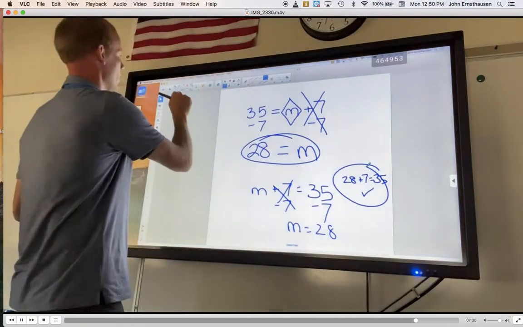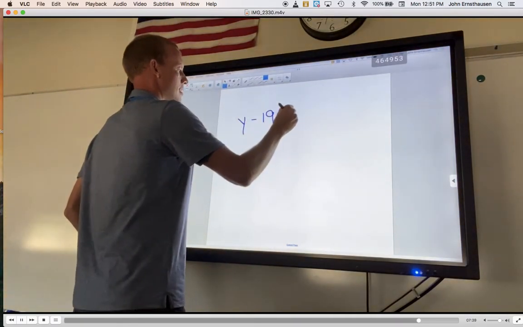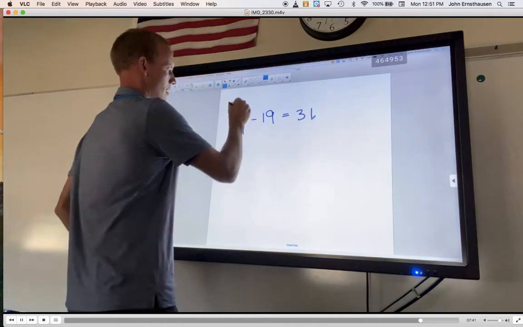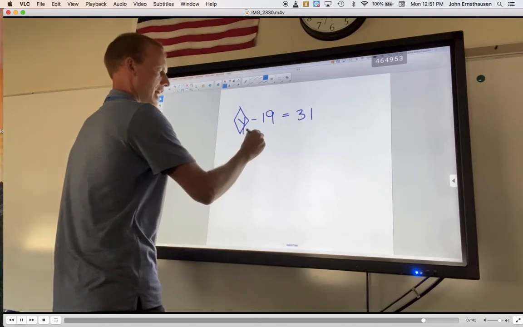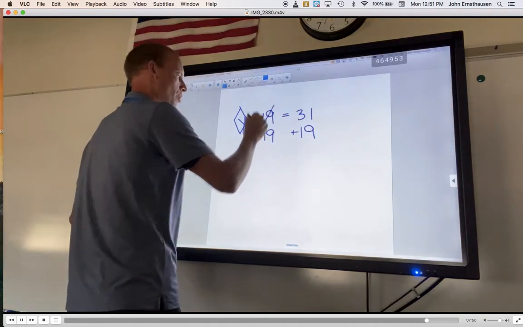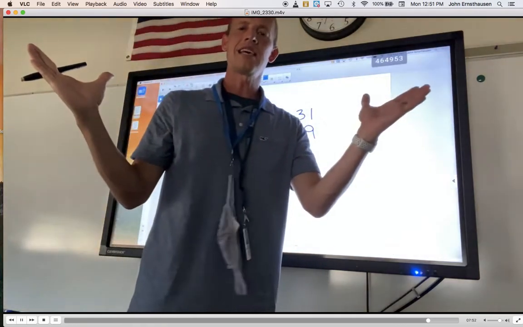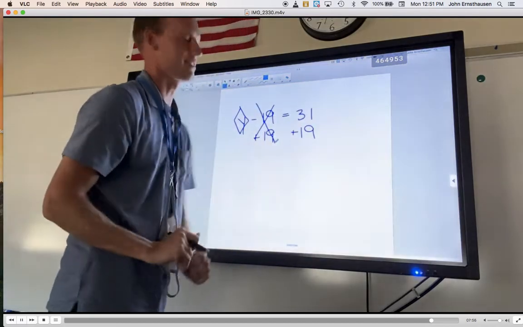Let's do one more real quick with subtraction. Let's go y minus 19 equals 31. Step 1, find my variable. That's the diamond. Instead of subtracting 19, I am going to add 19 on both sides so that I keep my scale balanced, because that's the only way that it's an equation.